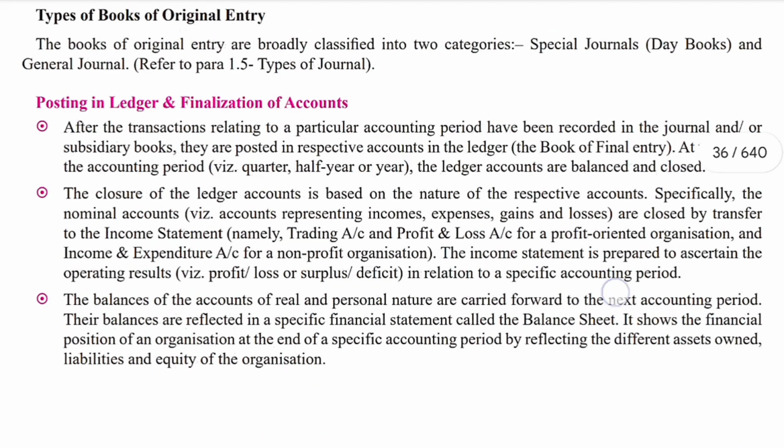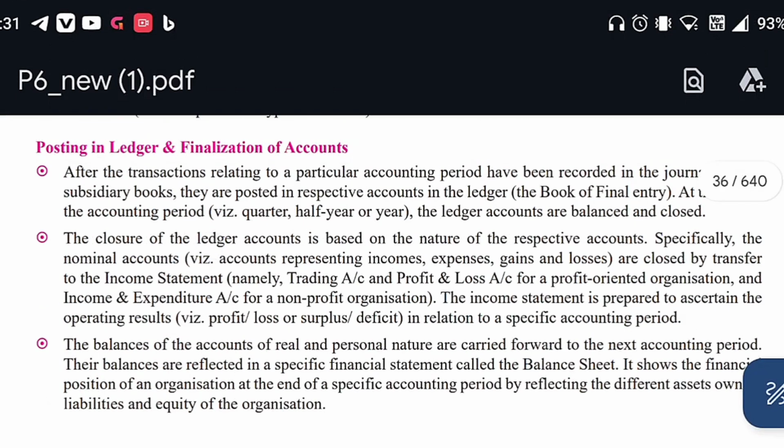And our final topic, posting in ledger and finalization of accounts. After recording transactions in the journal, they are posted to the ledger, as we all know, the final destination for accounting records. At the end of the accounting period, like a year or a quarter, the ledger accounts are balanced and closed. Nominal accounts, meaning income, expenses, gains and losses, are closed and transferred to the income statement, which shows the profit or loss for that period. The balances of real and personal accounts like assets, liabilities, and equity are carried forward to the next period and reflected in the balance sheet, which shows the company's financial position at the end of the period.